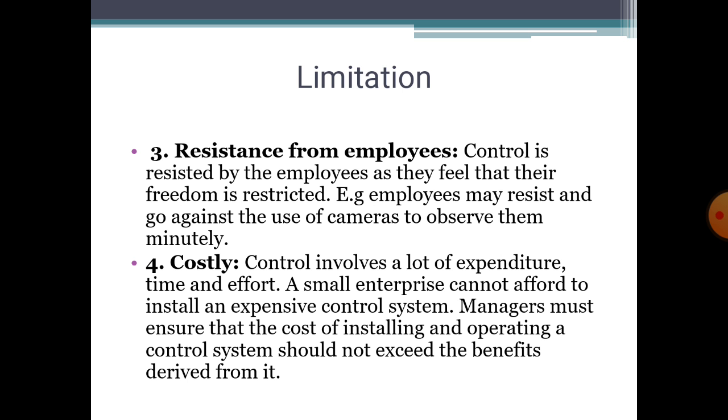The last one is that control is costly. Control involves a lot of expenditure, time, and effort. Small enterprises cannot afford to install an expensive control system. Managers must ensure that the cost of installing and operating a control system should not exceed the benefit derived from it. These are the limitations of controlling.